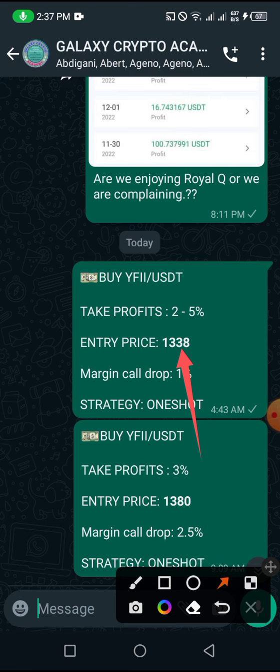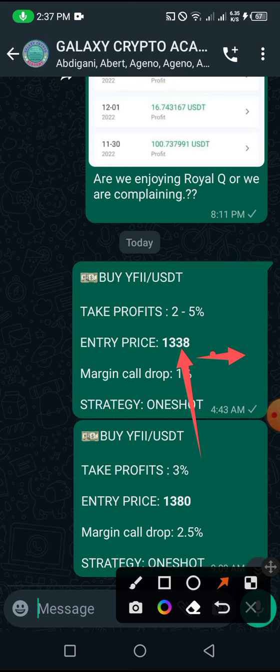It was sent very early in the morning, around 4 a.m. East African time. So that means this market has already moved. It has already taken off. For those who entered this signal, the robot already bought and they're out. They have taken their 2 to 5% profit. But normally the entry price is lower than the current price.